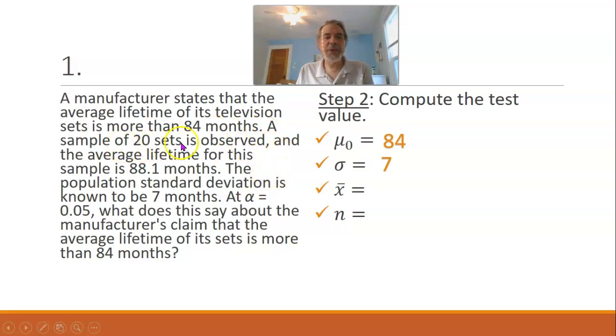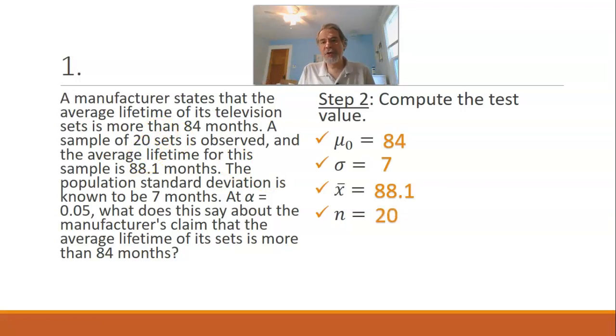So a sample of 20 sets is observed, and the average lifetime for this sample is 88.1. So usually your sample mean x bar is going to be fairly close, but not exactly the same as your mu number. And then n is the sample size. It's how many TVs there are in the sample. So that would be 20.